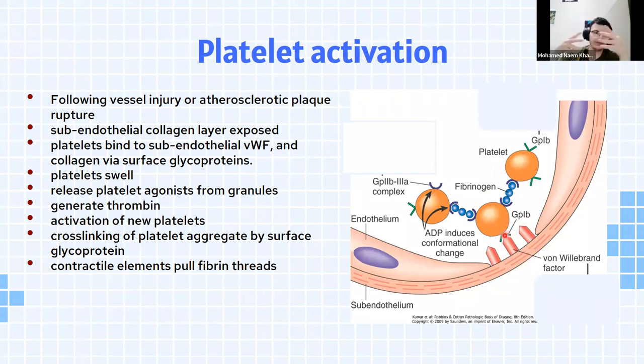The two factors for platelet aggregation, for platelets to bind together, are GP2B and 3A, and fibrinogen. This structure is fibrinogen. So fibrinogen binds these two parts of the platelets together: the GP2B and 3A bind to fibrinogen, and fibrinogen binds to GP2B and 3A. Basically, they want to come together so the platelets can aggregate. So know that these are for aggregation of the platelets, and these are for the adhesion function. Know this, it's really important.